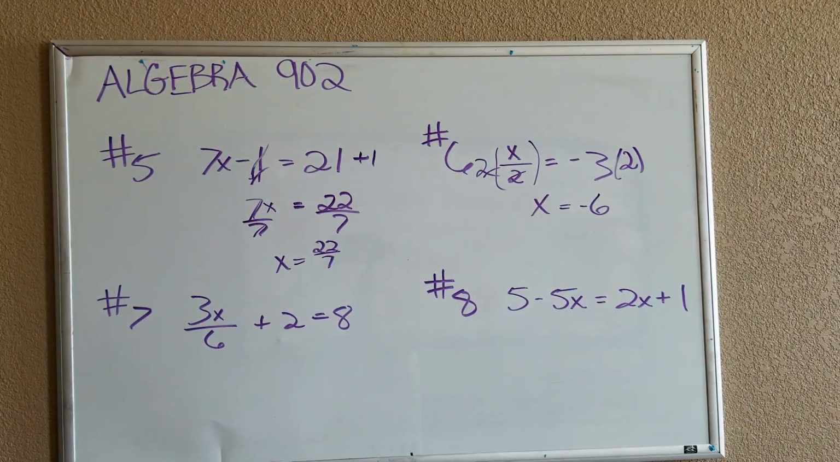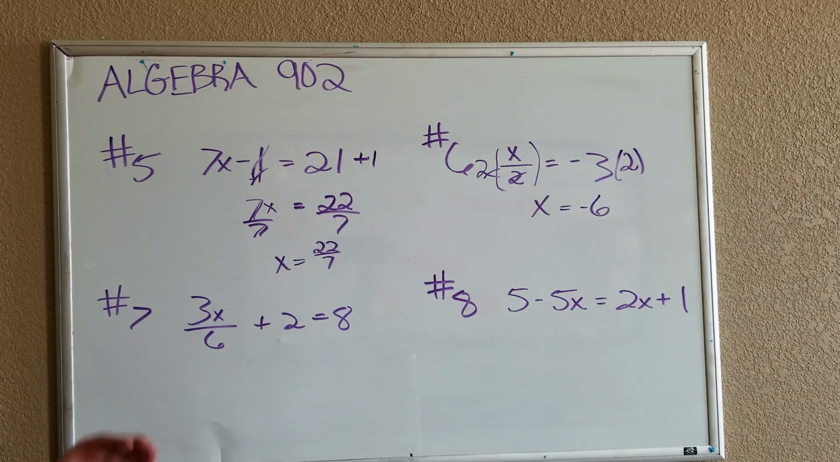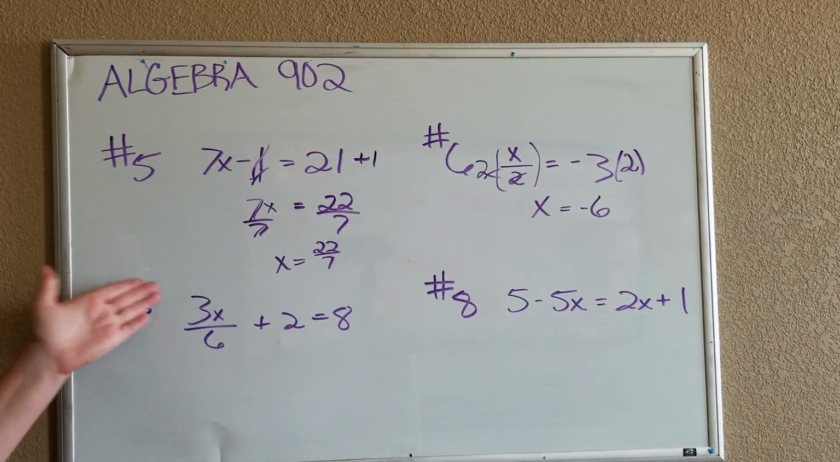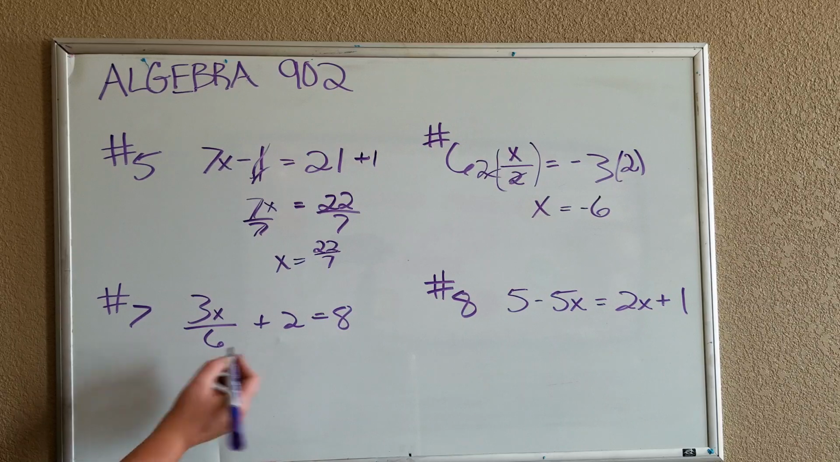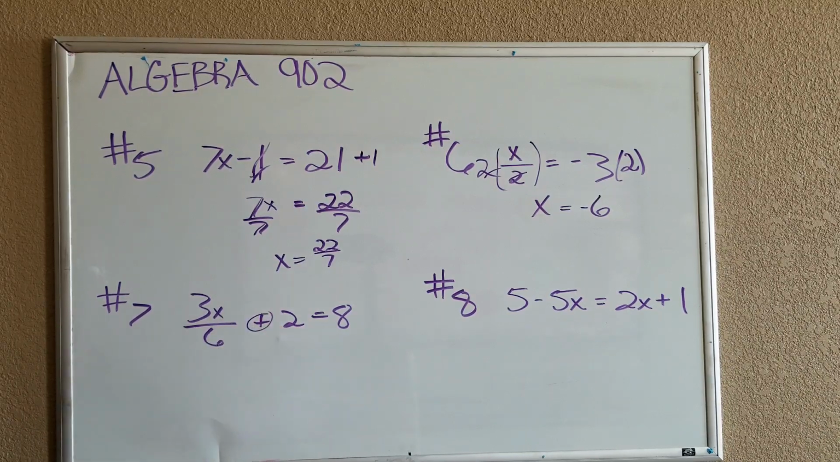All right, number 7. Again, this time they're going to give you an addition aspect, division, and multiplication. All right, so first off, you take care of the addition or subtraction.